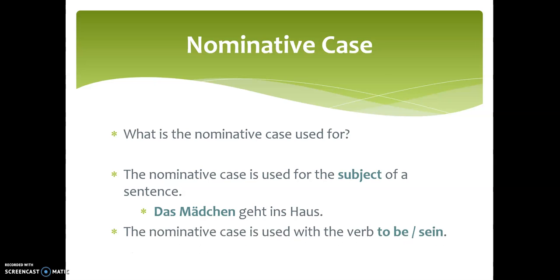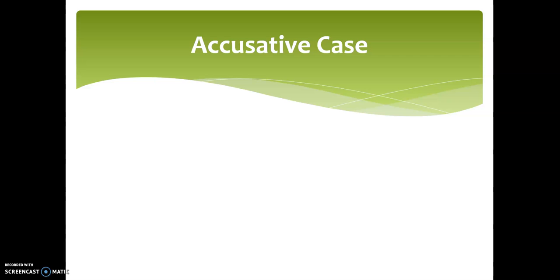The nominative case is also used with the verb sein, to be. If you had the example, dieser Mann ist mein Lehrer, this man is my teacher, some people might get confused and say that this man is the subject and my teacher is the direct object. However, that is incorrect because the man and the teacher are the same person. Plus, you're using the verb sein, so therefore there is no direct object. Anytime you use the verb sein, it never takes a direct object.